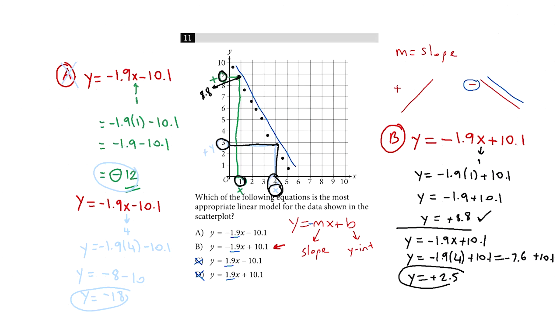So it's correct. So the first one I tried is correct. So my correct answer, the most appropriate linear model, is B.